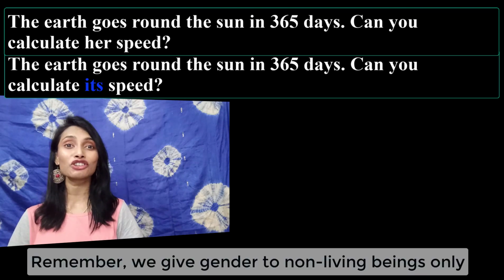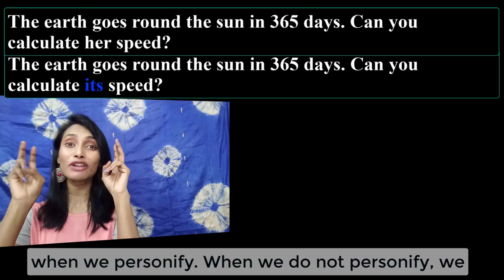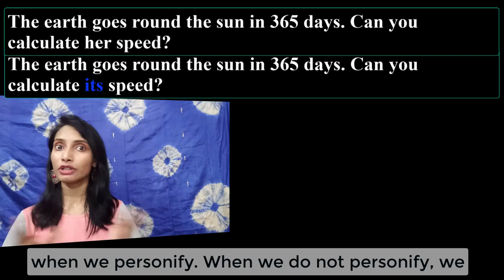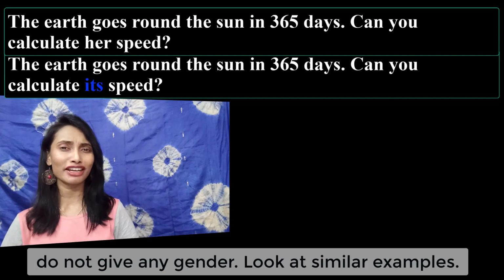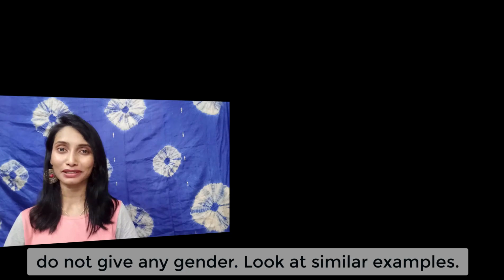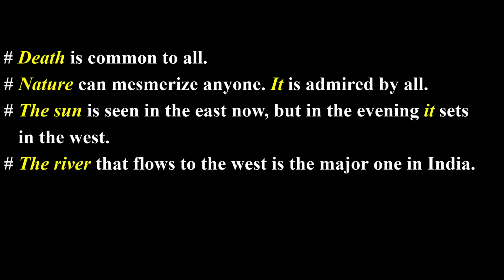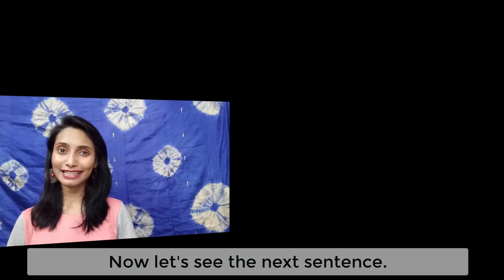Remember, we give gender to non-living beings only when we personify. When we do not personify, we do not give any gender. Look at similar examples. Death is common to all. Nature can mesmerize anyone. It is admired by all. The sun is seen in the east now, but in the evening, it sets in the west. The river that flows to the west is a major one in India. Now let's see the next sentence.